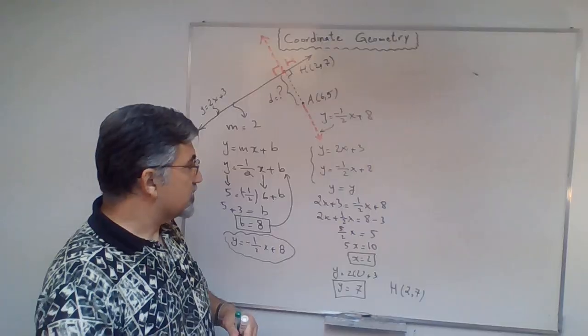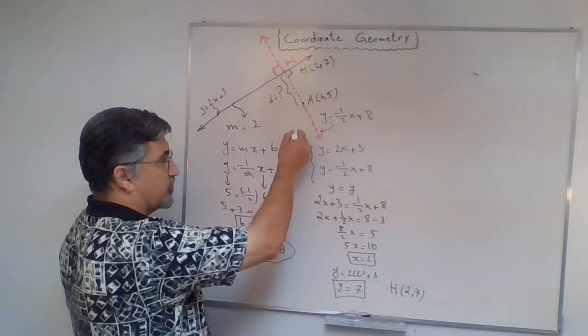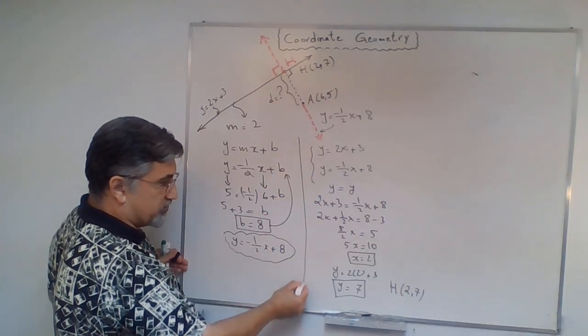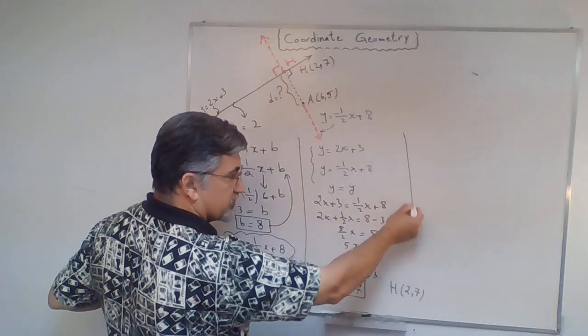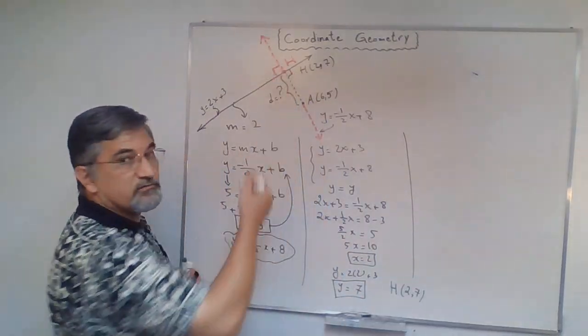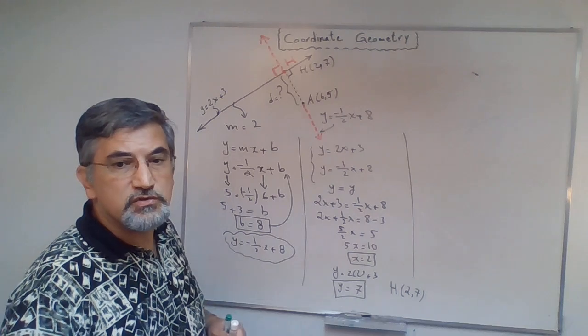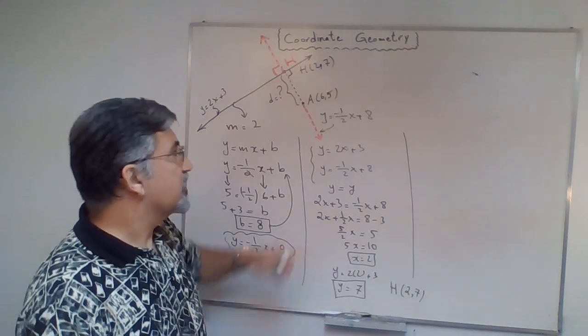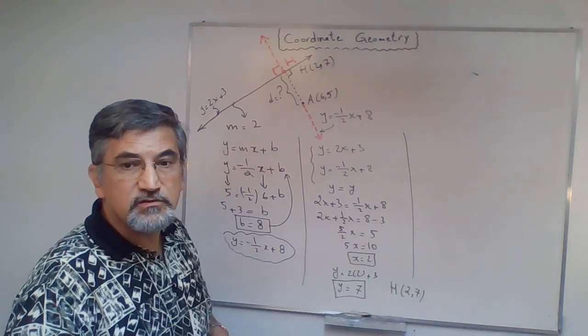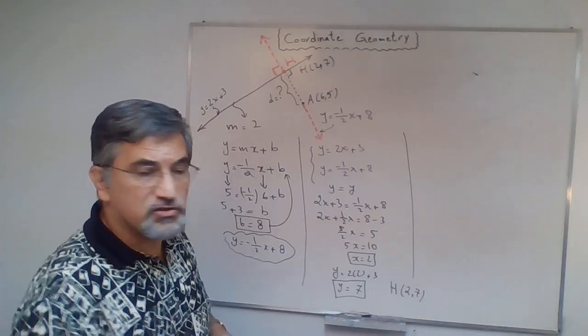Okay, so that was step 2 of the problem, big step 2. That was step 1. This was step 2, finding the coordinates of point H. And now, in step 3, we are going to use the length of a line segment or distance formula. I'm going to find the distance between point A and point H.